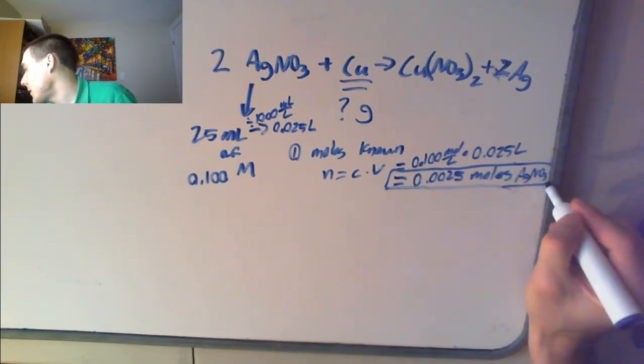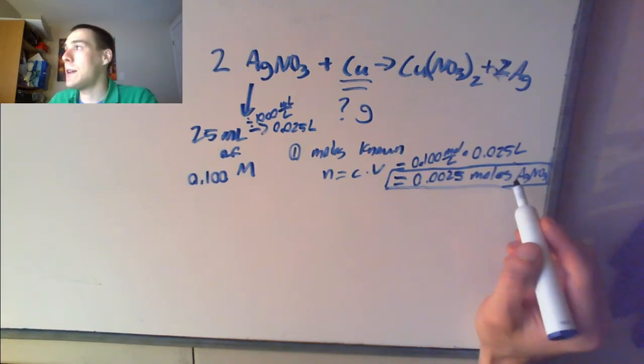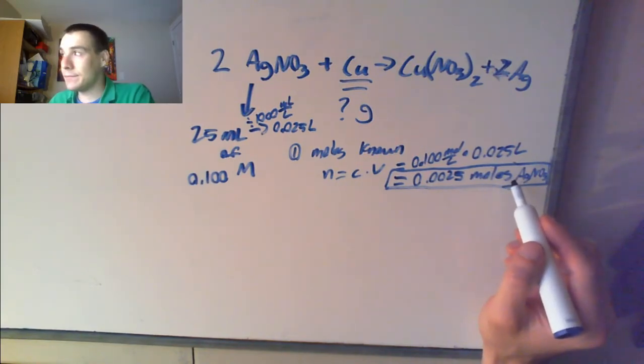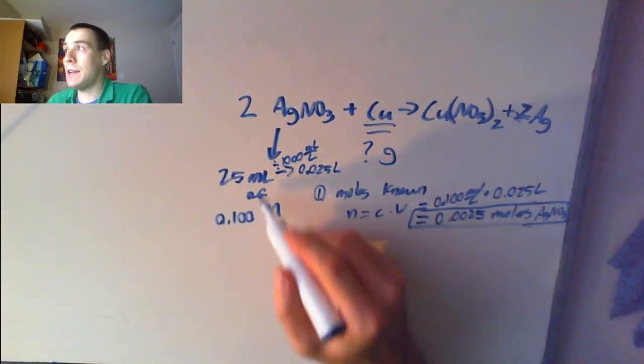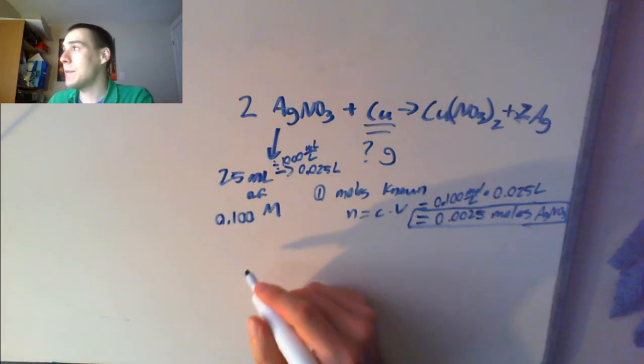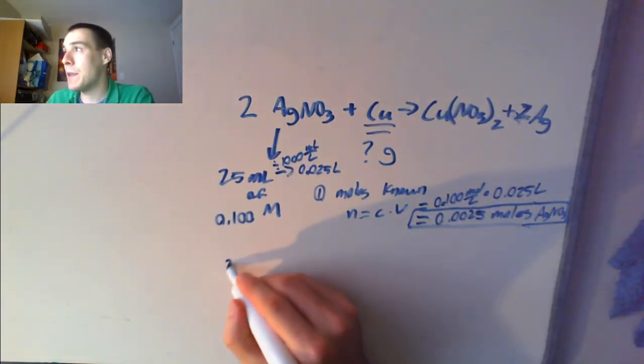Note that I never had to figure out the molar mass of silver nitrate. I just had to know how many moles I made, and I had that from my liters. So I didn't need grams per mole. Even in the previous question, I didn't need grams per mole anywhere.